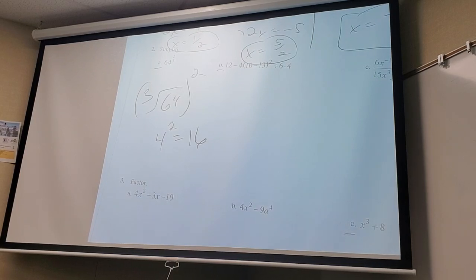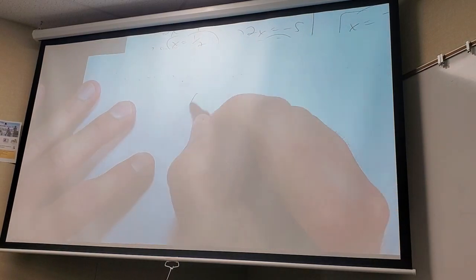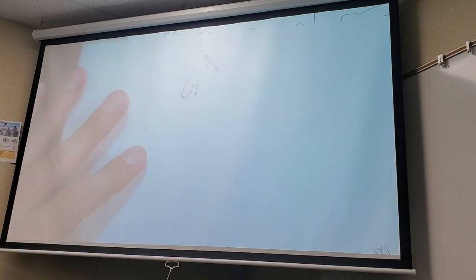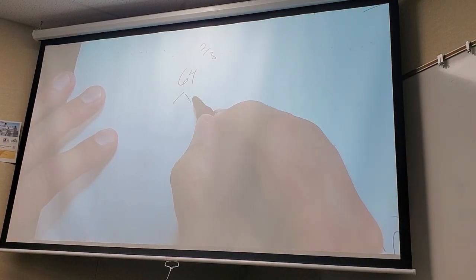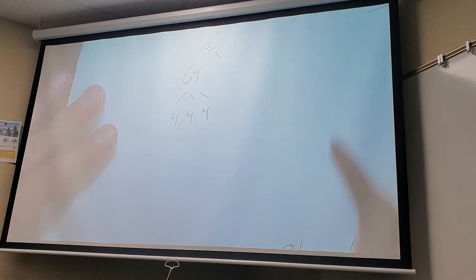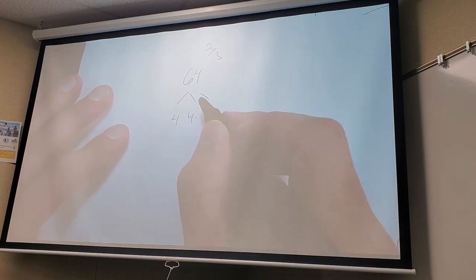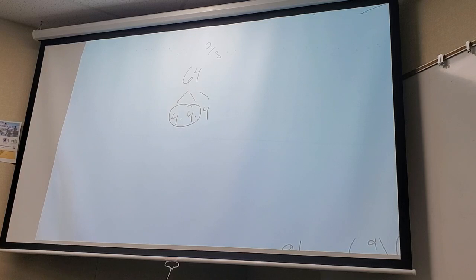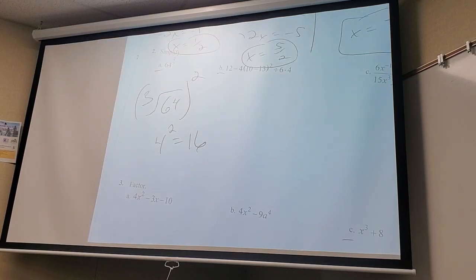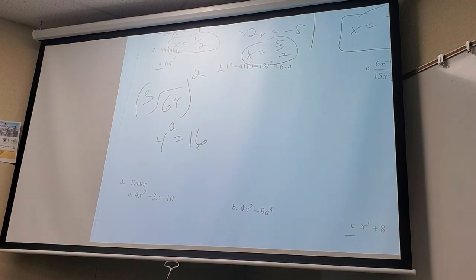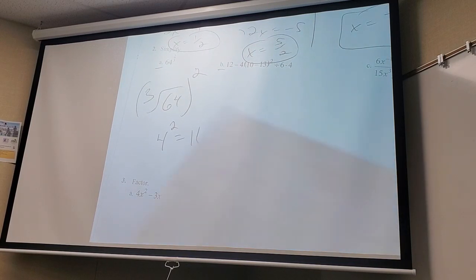Real quick, what time is it? I really want you guys to see this. 64 to the 2/3 is 2/3 of 64 multiplicatively. Isn't 64 4 times 4 times 4? Yes? If I take 2/3 of those, what do I get? 16. I love you guys. Some of you guys are looking at me like, makes sense now. Okay.